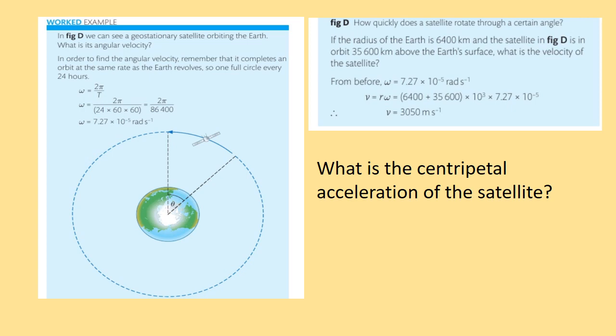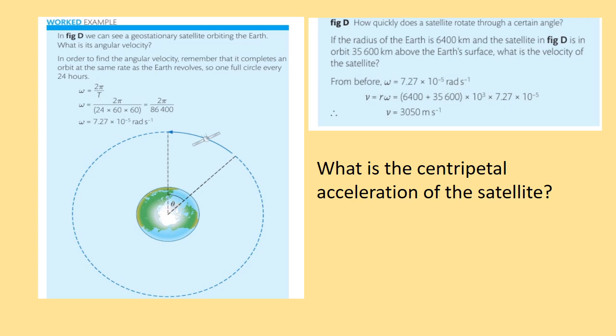So, this was a worked example asking you how you could calculate the angular velocity. It's going to complete a complete orbit at the same rate as the Earth revolves, so that takes 24 hours. So the angular velocity is 2 pi divided by the total time, which is 24 hours. So that's 2 pi divided by 24 hours times 60 minutes times 60 seconds. So we've now got 2 pi over 86,400, which gives you 7.27 times 10 to the minus 5 radians per second.